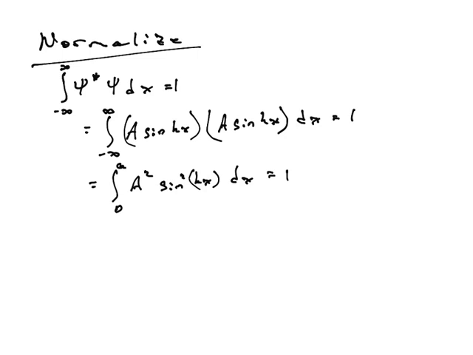And now I have my equation. Unfortunately, this is an integral equation. Here's what it looks like. A squared integral 0 to a of sine squared kx dx is equal to 1. And now I have to solve this. What am I solving for? I want to know what this capital A is. Well, let's try to do it.